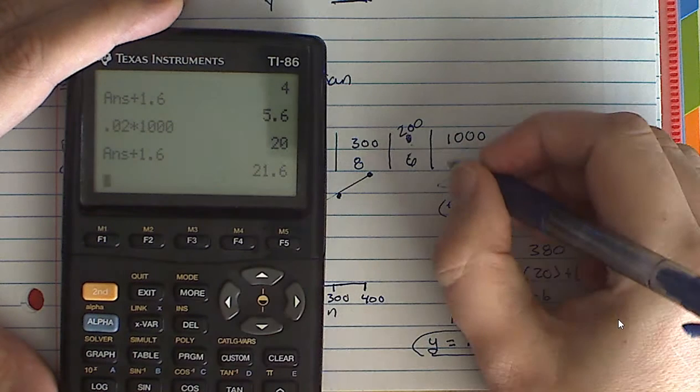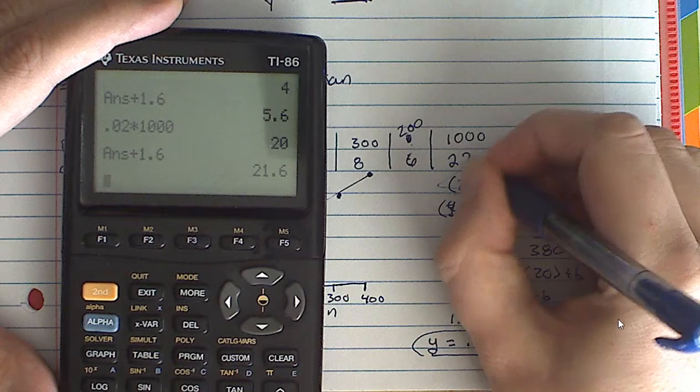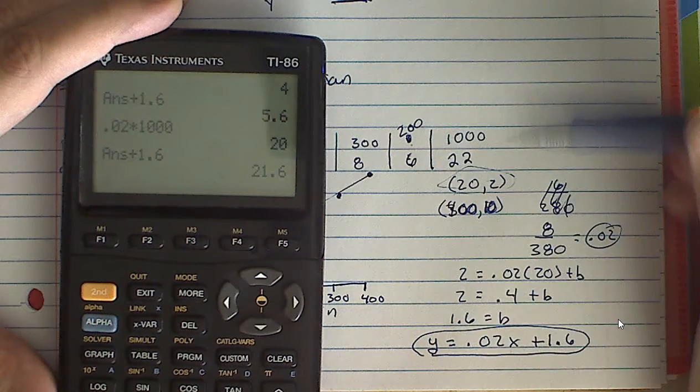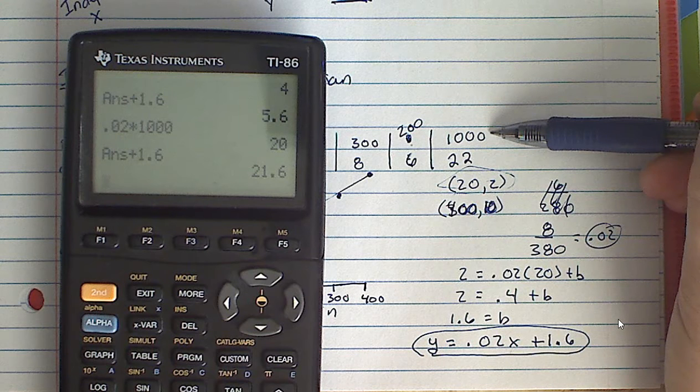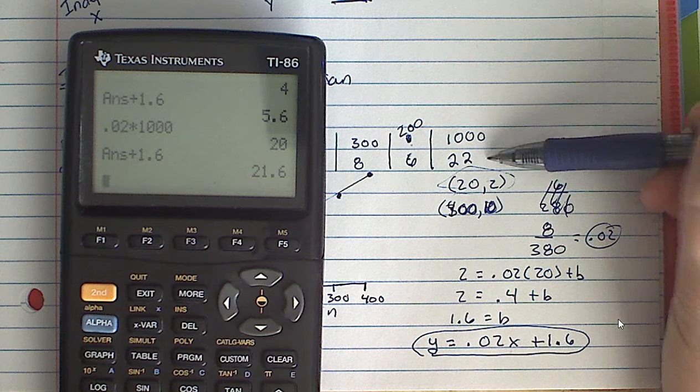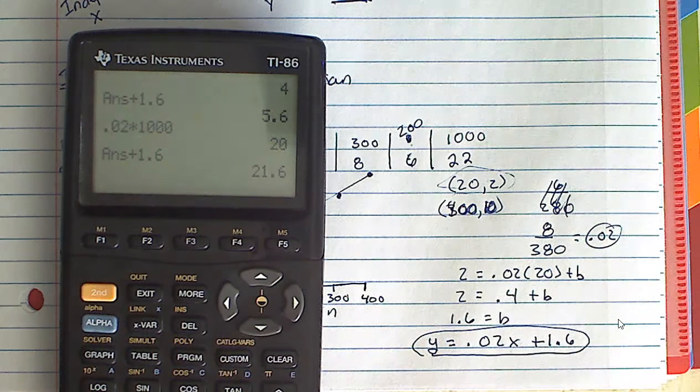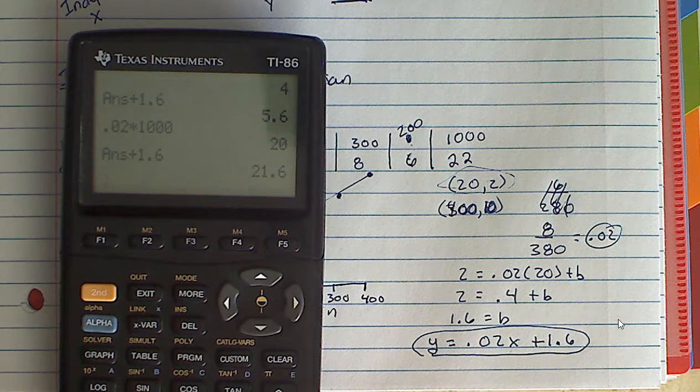21.6. You've got to chop them up. So 22. So according to my equation, if I have 1,000 people who are going to be coming in, I should have 22 cashiers. You might want to call it Paul Blart. Sure. Now this is exactly what I used to do.